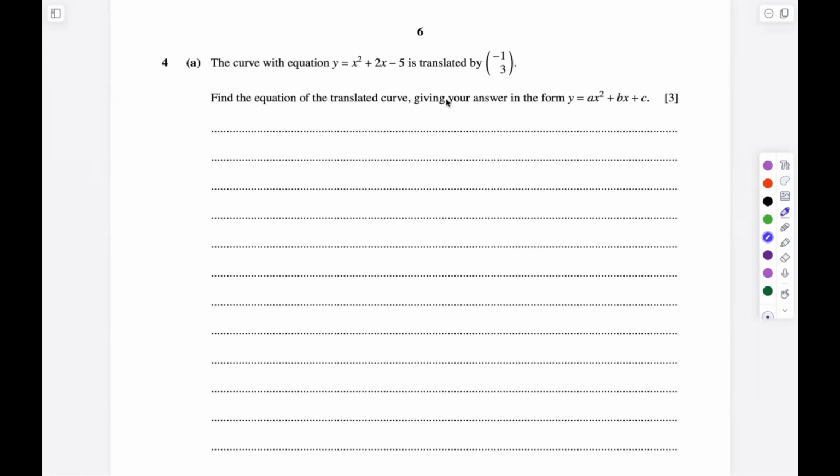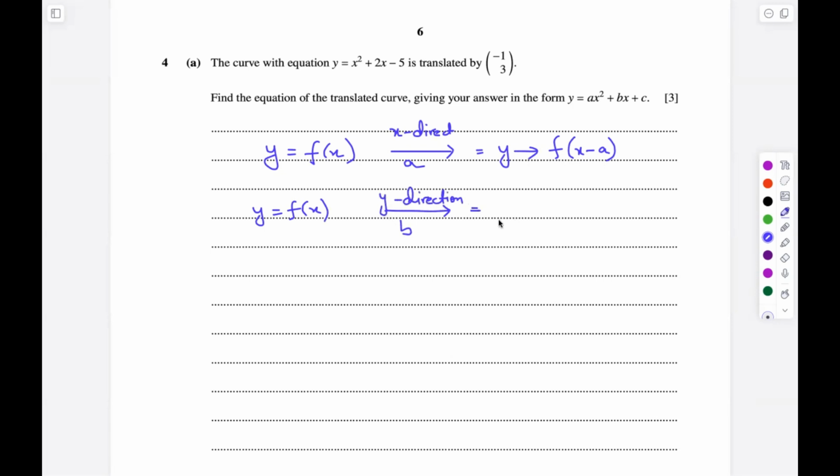Now, when we have a translation in the x and the y direction, so let's say you have a function y equals f of x, if there's a translation in the x direction of a units, we write it as y equals f of x minus a. And if there is a translation of b units in the y direction, it means we'll add b to the complete function f of x. So in this case, y will be equal to f of x plus b.